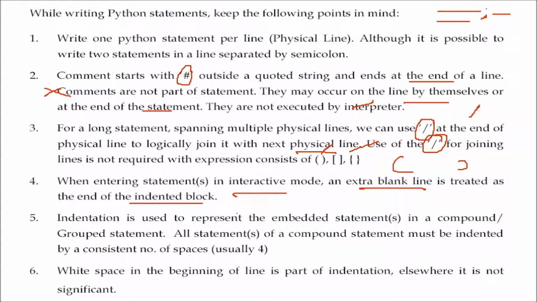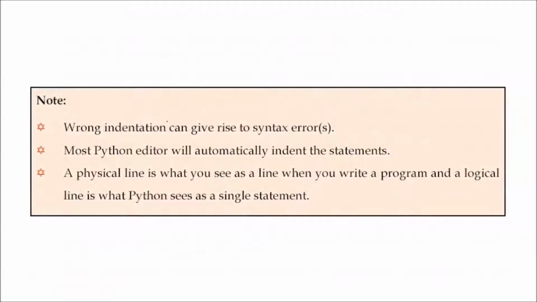So indentation is used to represent the embedded statement in a compound or grouped statement. And all statements of a compound statement must be indented by a consistent number of spaces. Usually we take 4. And white space at the beginning of a line is part of indentation. Elsewhere, it may not be so significant. You have to understand, wrong indentation will give you a syntax error, and most Python editors will automatically indent the statement.